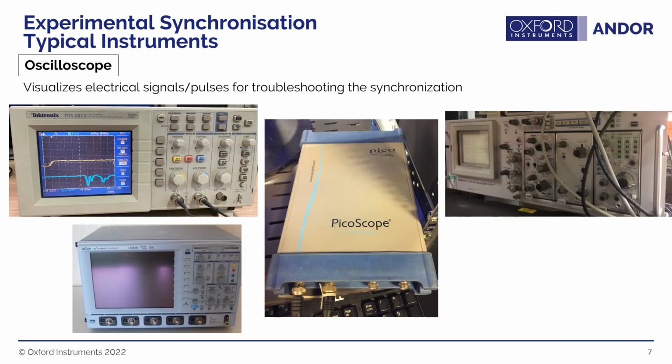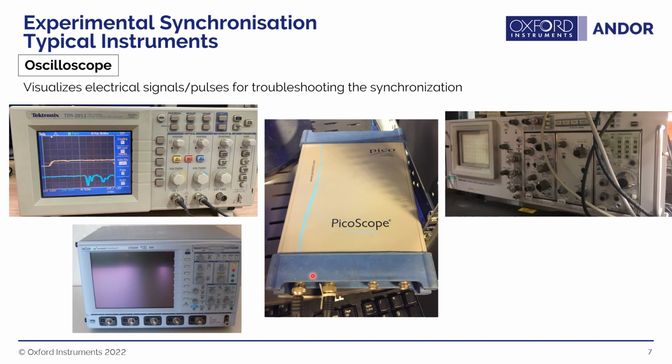The second type of instrument that I would like to discuss is called an oscilloscope. These are used to visualize the electrical signals or pulses that are sent between different instruments in order to troubleshoot the synchronization. Quite often they will have a screen where you can see different types of electrical signals and when they arrive at the oscilloscope in time. Here's another one with a screen, and some BNC plugs on each of those.